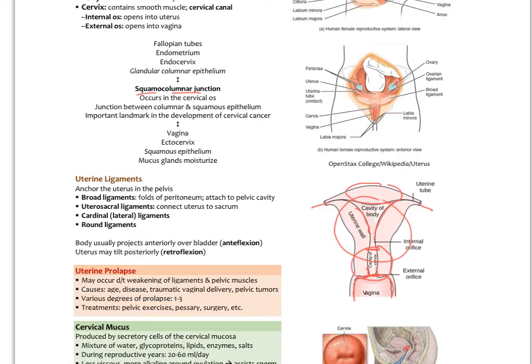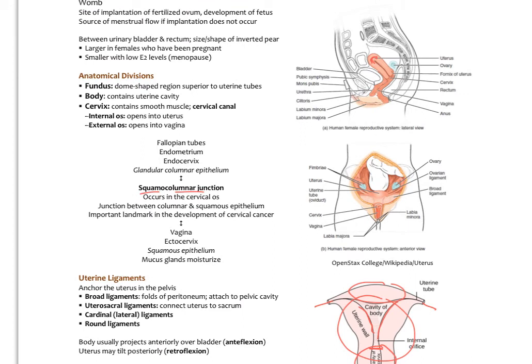And then we have the uterosacral ligaments. They connect the uterus to the sacrum, the cardinal or lateral ligaments, and then round ligaments which attach the uterus to the anterior abdominal wall. And the body usually is projecting, if you look at how the uterus is situated, it's usually projecting over the bladder. So this is the anteflexion, the classic form of how the uterus aligns itself.